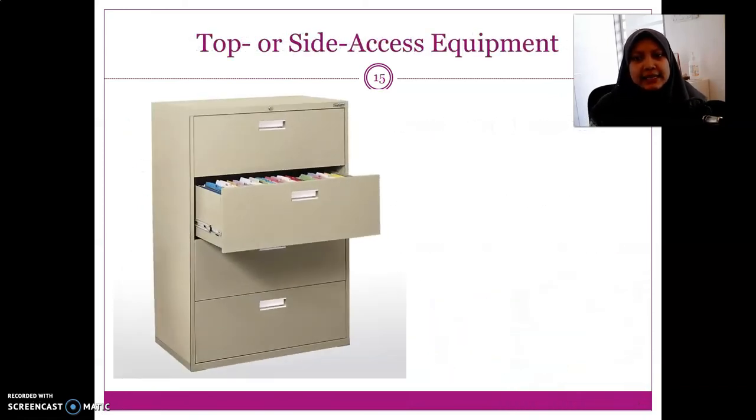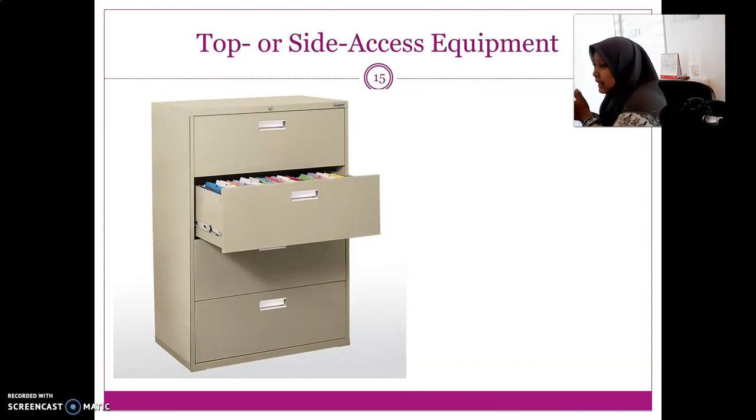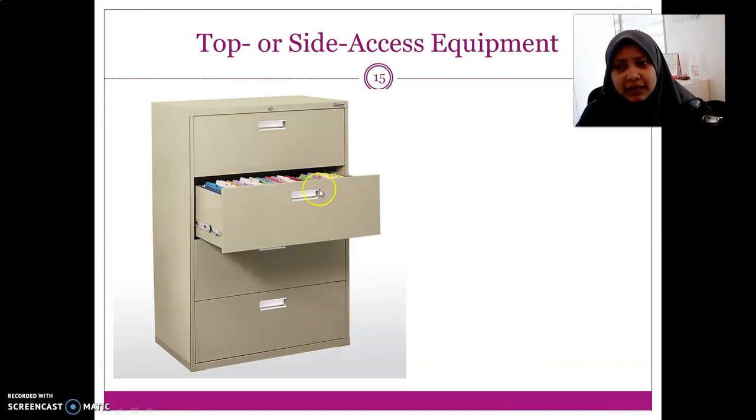So here, another example of the top or side access equipment, or we call it lateral equipment or lateral cabinet. This one adalah kombinasi daripada drawer. Kita ada drawer daripada atas ke bawah, tetapi file tu disusun daripada kiri ke kanan, at which you're accessible daripada kiri ke kanan, instead of depan ke belakang. Kalau drawer biasa, kita access daripada depan ke belakang. Right? Did you get the idea?